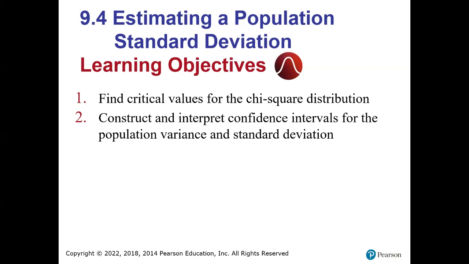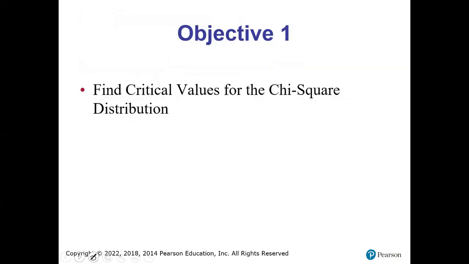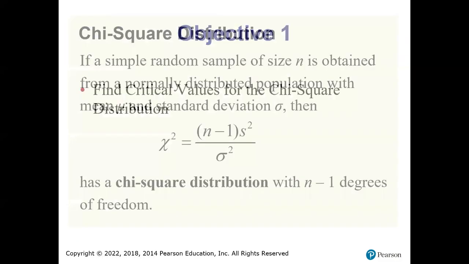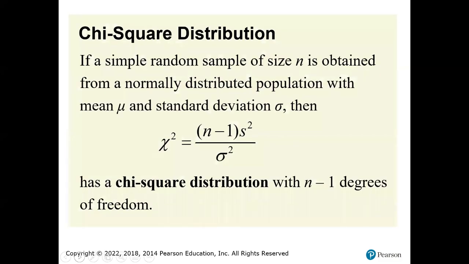Okay, so we're going to talk about the chi-squared distribution, and then we're going to construct our intervals for, we're only going to do standard deviation. Let's look at the chi-squared distribution. A simple random sample of size n is obtained from a normally distributed population with a mean, mu, and standard deviation sigma. Then we can get the chi-squared value by taking n-1, or the degrees of freedom, times your sample standard deviation squared divided by the population standard deviation squared.